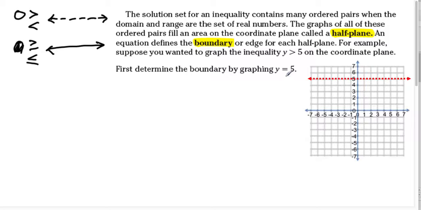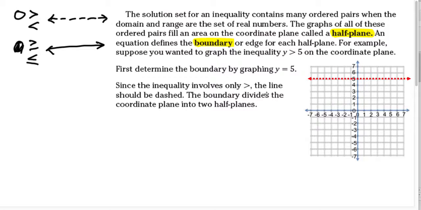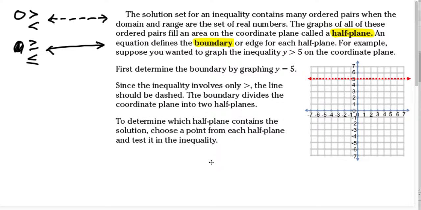Okay, going back here. So we graph y equals 5, and that's what we got. Since the inequality involves greater than, the line should be dashed. The boundary divides the coordinate plane into half planes, and we just discussed why it's a dashed line. It divides it into 2 half planes, the one on top and the one at the bottom. To determine which half plane contains the solution, choose a point from each half plane and test in the inequality.